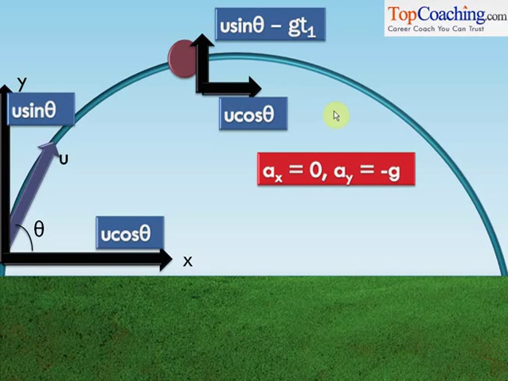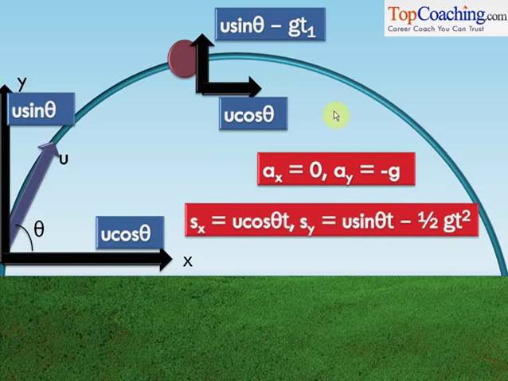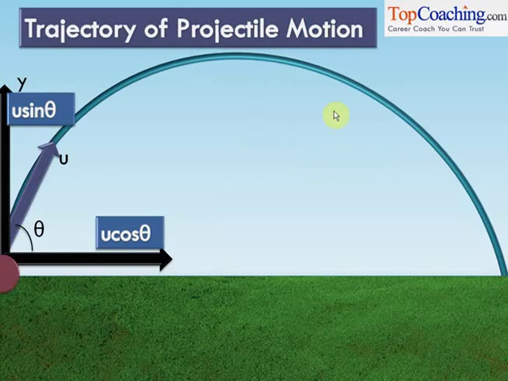You can similarly calculate for the entire motion of the projectile. ax, or the acceleration along x-axis, is 0 and the acceleration along the y-axis is minus g. The displacement along the x-axis is u cos theta into t, while the displacement along the y-axis is u sine theta t minus half gt square. There you go. These are the basic expressions related to projectile motion.